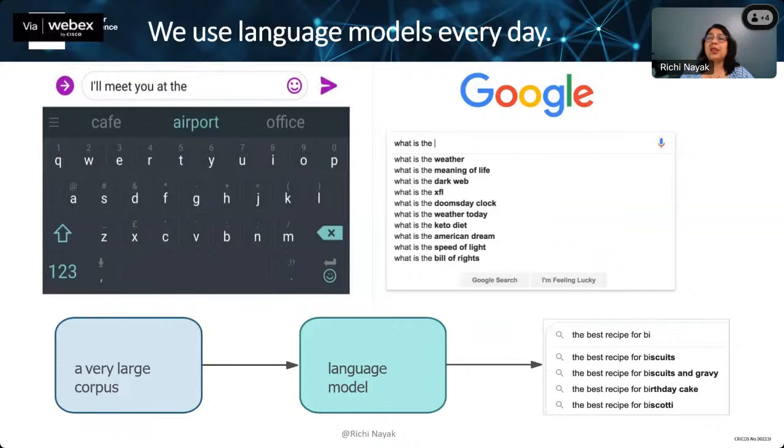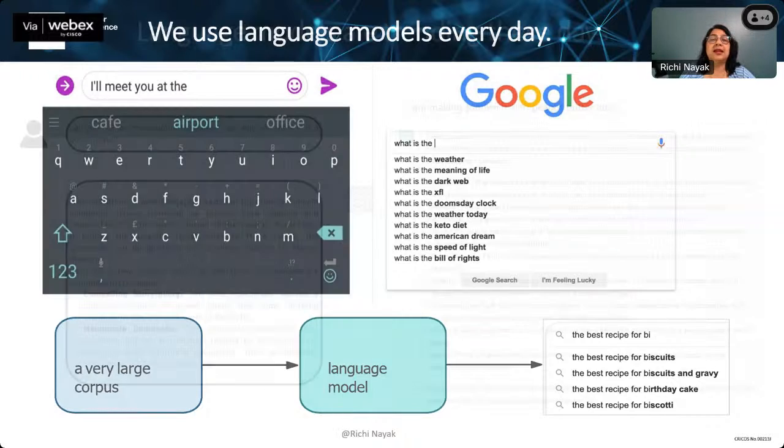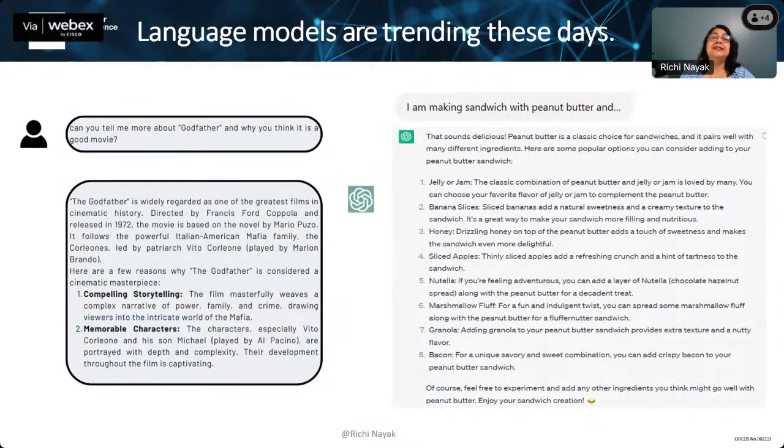So let's see how these probabilities are calculated in more detail. These days, language models are trending because of intelligent conversation agents like ChatGPT, where you don't just type one word, you can type many instructions in the form of a prompt. And you can see the information retrieval like the Google search engine and all those things.